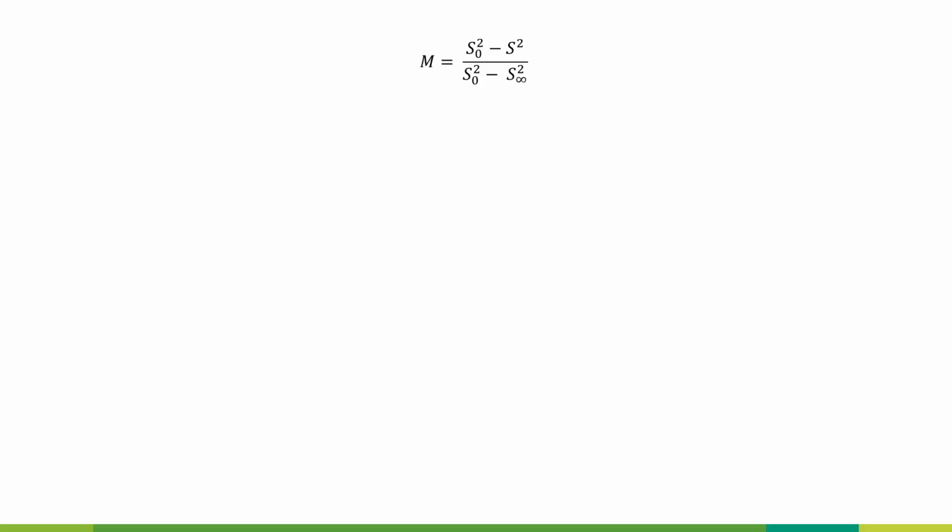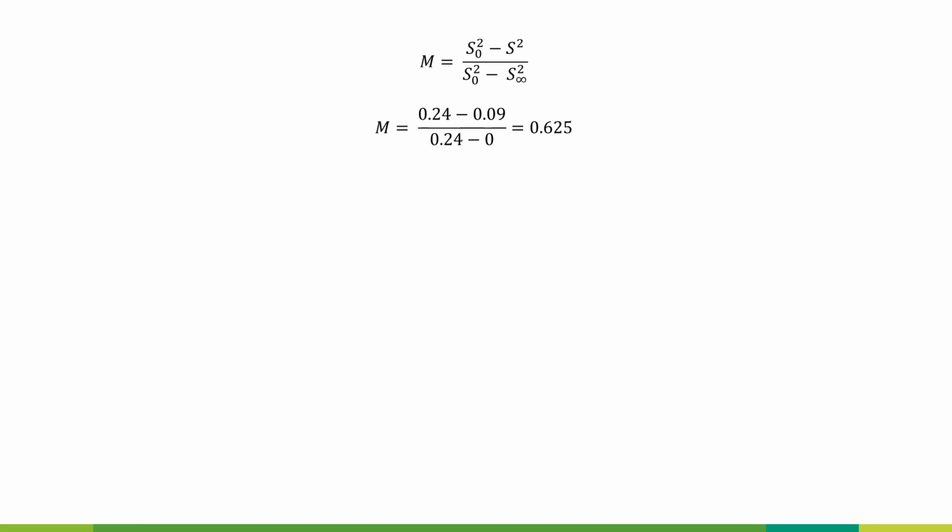So I'm plugging in the values here. S naught square was 0.24 as we calculated. S square is given in the question as 0.09 and S infinity square was 0. From this you can say that at time t equal to 4 minutes your mixing index or M was 0.625.